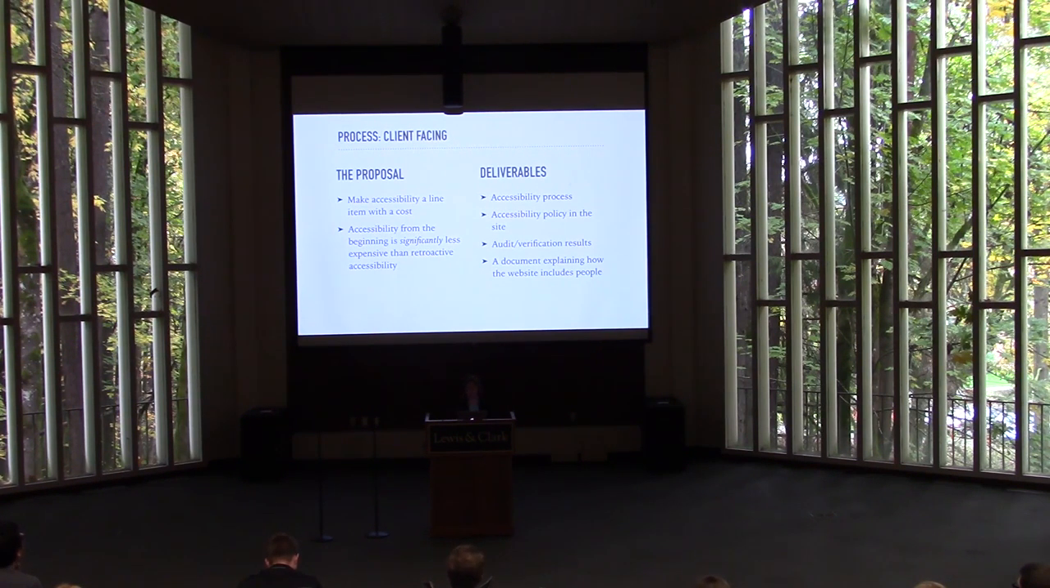Have an accessibility policy on your website. This is showing up more and more on websites. Be able to provide audit or verification results that a site meets the minimum accessibility standards of WCAG 2 AA. And also, there could be a document that explains how a website includes different people, especially if there is a particular audience that would be adversely affected by a lack of accessible consideration.